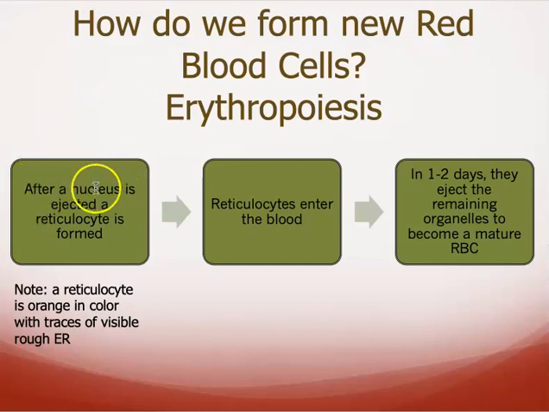After a nucleus is ejected, we call that a reticulocyte. Those reticulocytes still have some of their organelles, so they're not a fully mature red blood cell yet. You can see a reticulocyte is orange in color instead of that nice red, and there's still some traces of rough endoplasmic reticulum. Remember, that's the endoplasmic reticulum that has ribosomes on it. Ribosomes are what produce proteins. But once they are a reticulocyte, they can enter the bloodstream, and very quickly, within 48 hours, they eject the remaining organelles, and they become mature red blood cells.